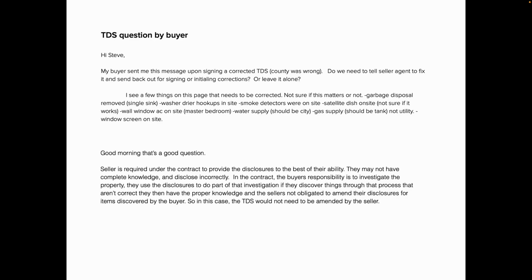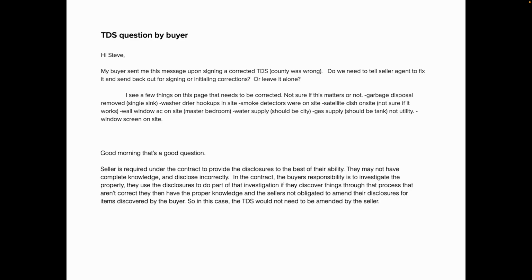So the answer is this. Good morning, that's a good question. Sellers are required under the contract to provide the disclosures to the best of their ability. They may not have complete knowledge and disclose incorrectly. In the contract, the buyer's responsibility is to investigate the property. They use the disclosures to do part of the investigation. They discover things through the process that aren't correct. They then have the proper knowledge, and the seller's not obligated to amend the disclosures for items discovered by the buyer. So in this case, no, the TDS would not need to be sent back out and redone.